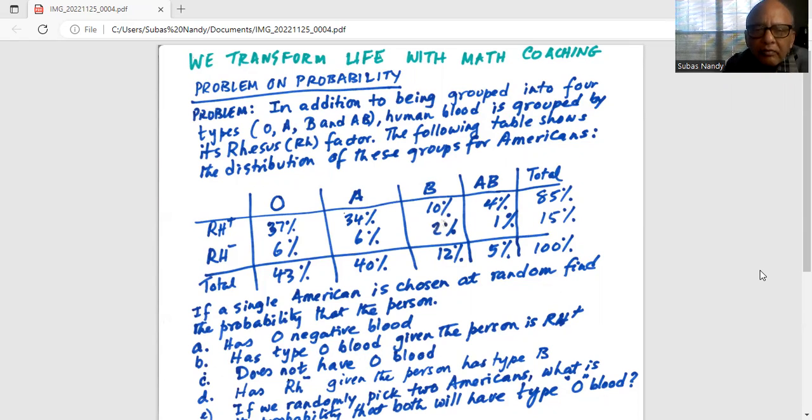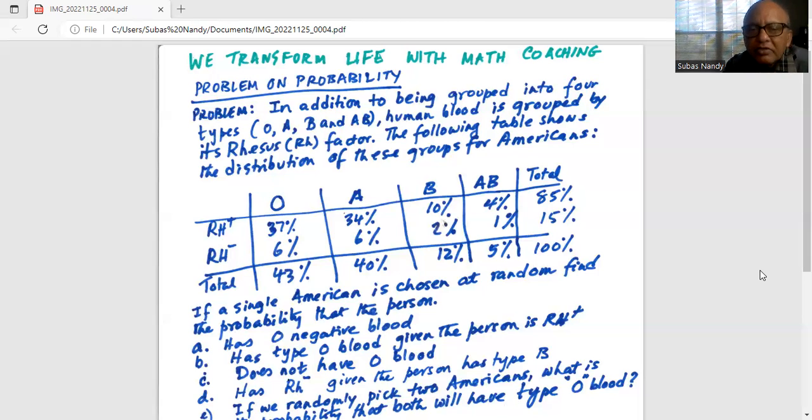Okay, so for the first column, we have entries 37% and 6%. That means out of O type of blood, 37% are Rh plus and 6% are Rh minus. Similarly, for A type of blood, 34% is Rh plus and 6% is Rh minus. For the B type of blood, 10% is Rh plus and 2% is Rh minus. And for AB type of blood, 4% is Rh plus and 1% is Rh minus.